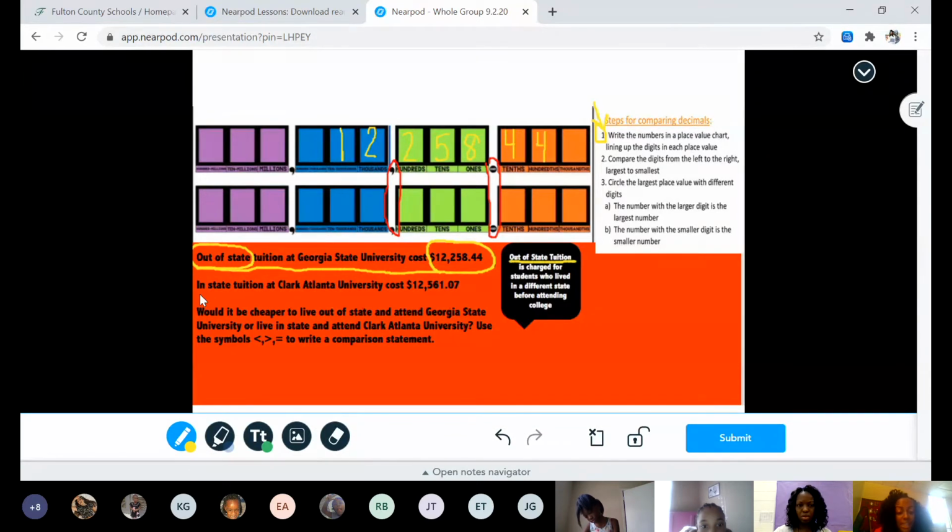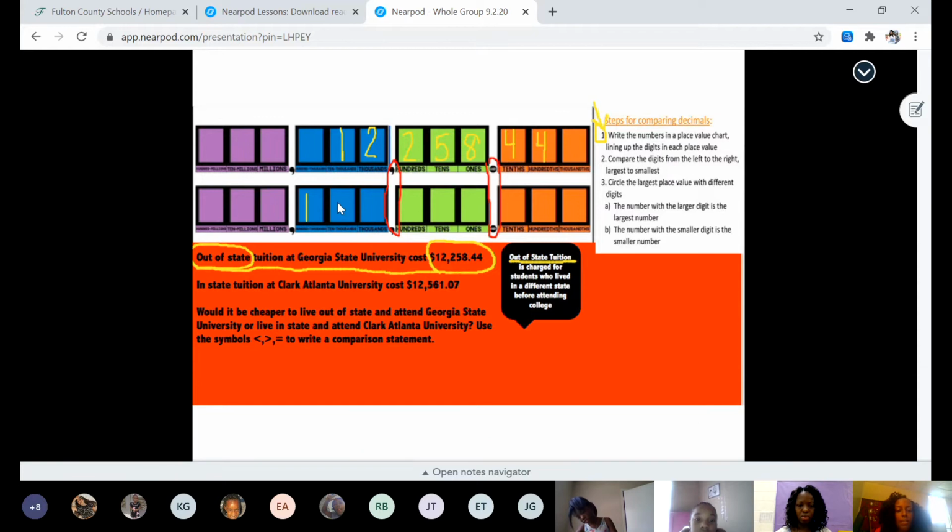All right. So then we have our next statement. It says in-state tuition. So that means that if you live in the state of Georgia and you want to attend Clark Atlanta University, it costs $12,561.07. So I'm going to come over here and write that number in my place value chart.